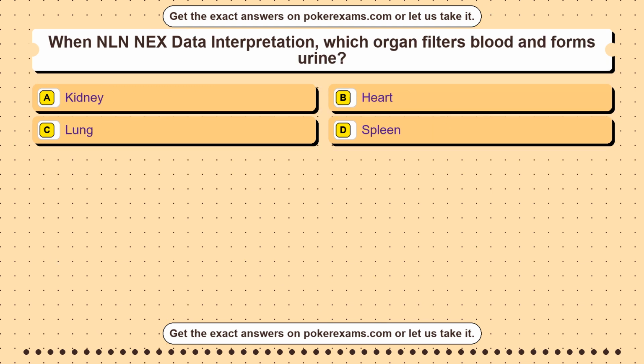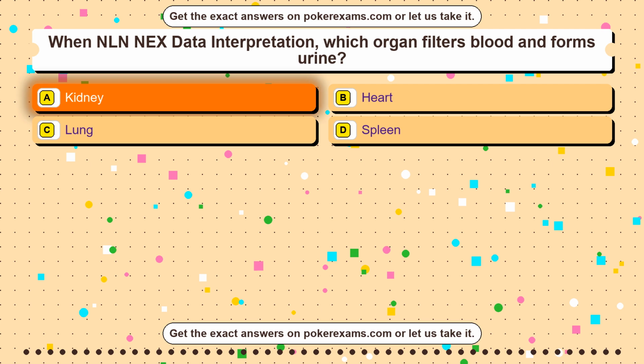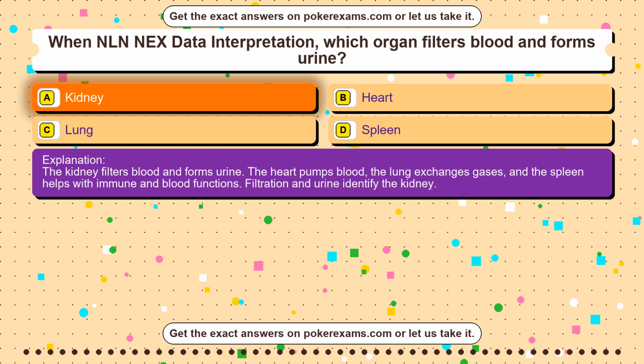Question 9. When NLN NEX Data Interpretation, which organ filters blood and forms urine? Option A kidney. Option B heart. Option C lung. Option D spleen. The correct answer is option A. Kidney. The kidney filters blood and forms urine. The heart pumps blood, the lung exchanges gases, and the spleen helps with immune and blood functions. Filtration and urine identify the kidney.